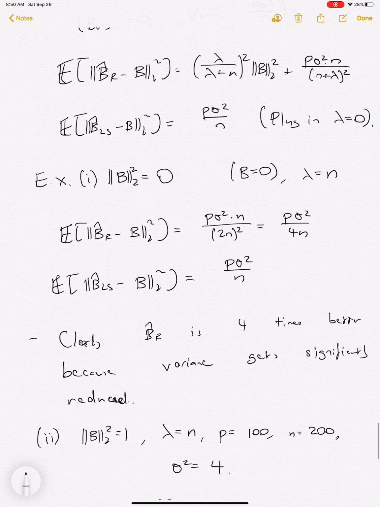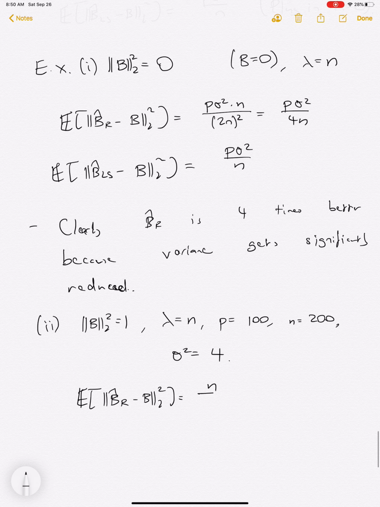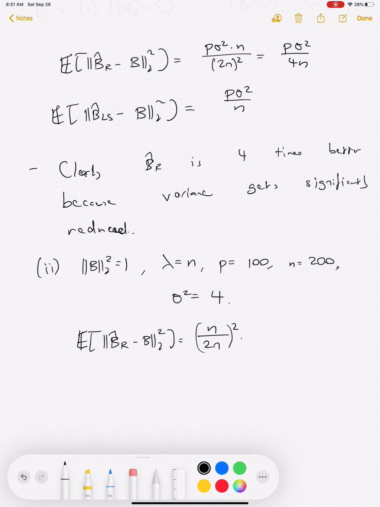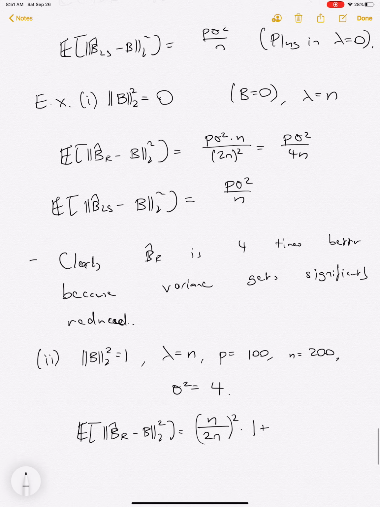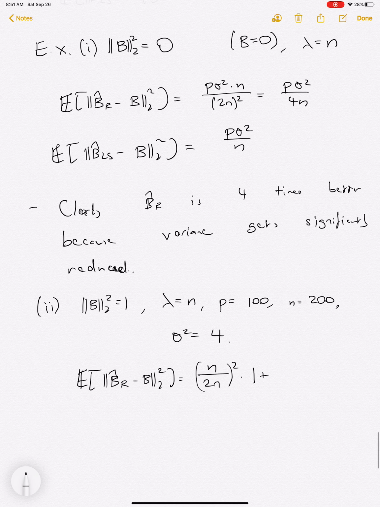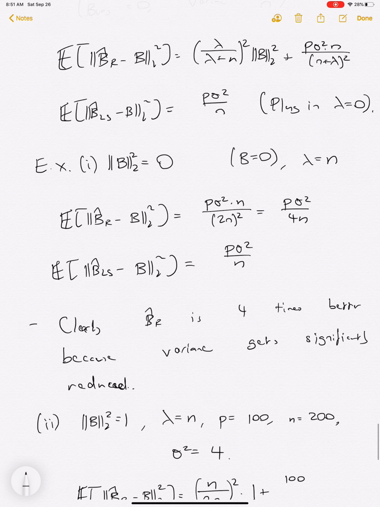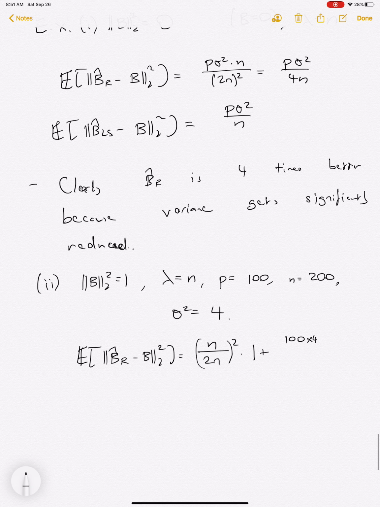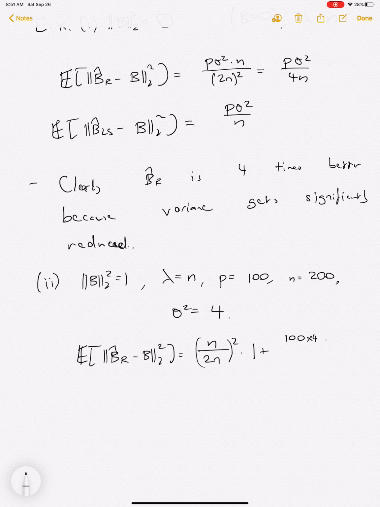So if we look at the bias term and plug that in, you're just going to get n over 2n squared times 1. So this is the bias term. And then for the variance term, you're going to get 100 times 4, and then times again n over 2n squared.